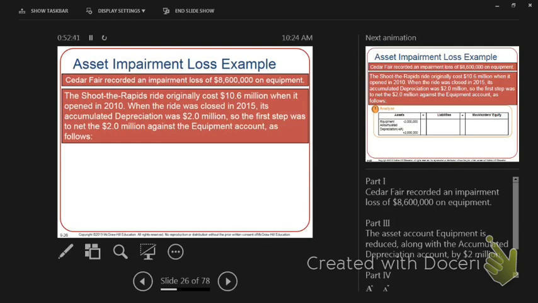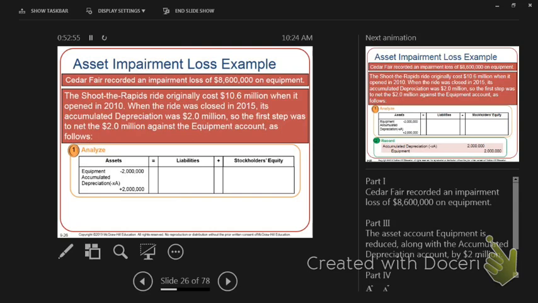When it was opened in 2010, they closed it in 2015. It only had accumulated depreciation of $2 million. So something's up with this ride. It lasted 5 years, but something's up with the ride. So the first thing you do is you take the equipment and accumulated depreciation and you take that off. So you decrease the value of the equipment.